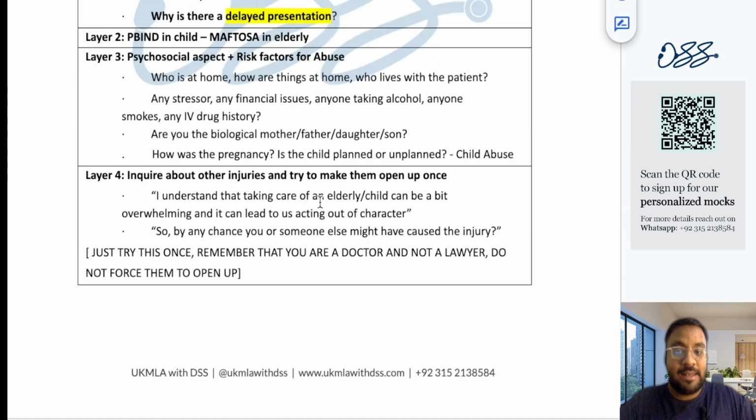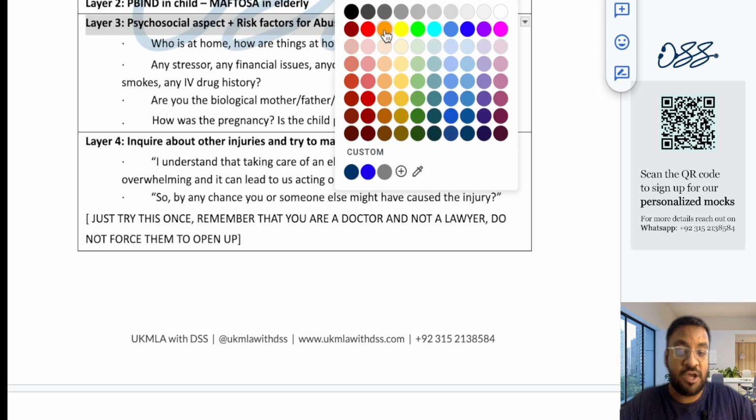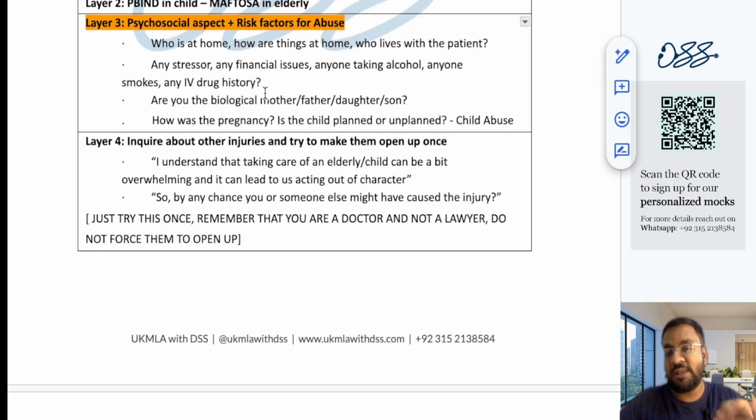Now layer number three. This is the most important layer. This is the most important layer when it comes to abuse, and when it comes to the data gathering in the non-accidental injury case. So you've got to assess what's the situation, what is going wrong. You've got to ask, number one, who is at home, how are things at home, who lives with Joshua, who lives with Mr. Adam. So you're trying to assess what is going on in their home, and who are the people that interact with this particular patient.